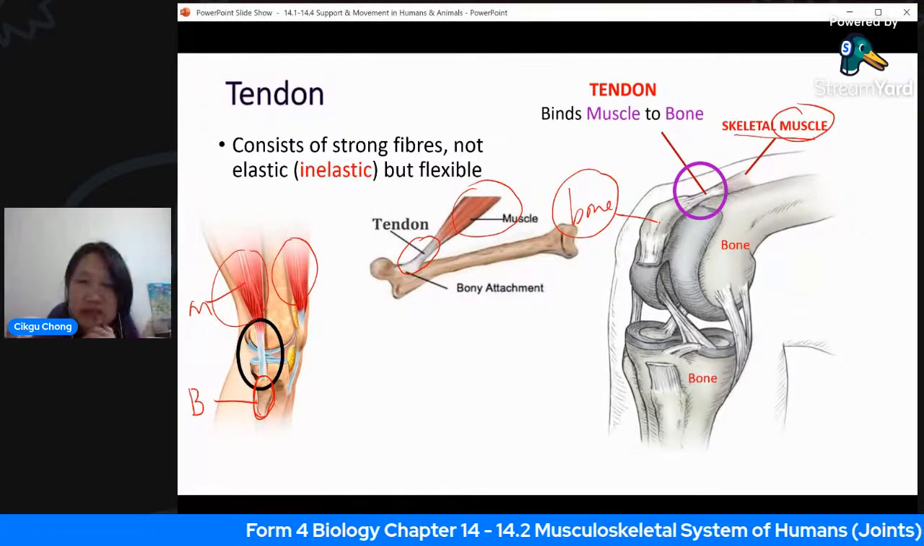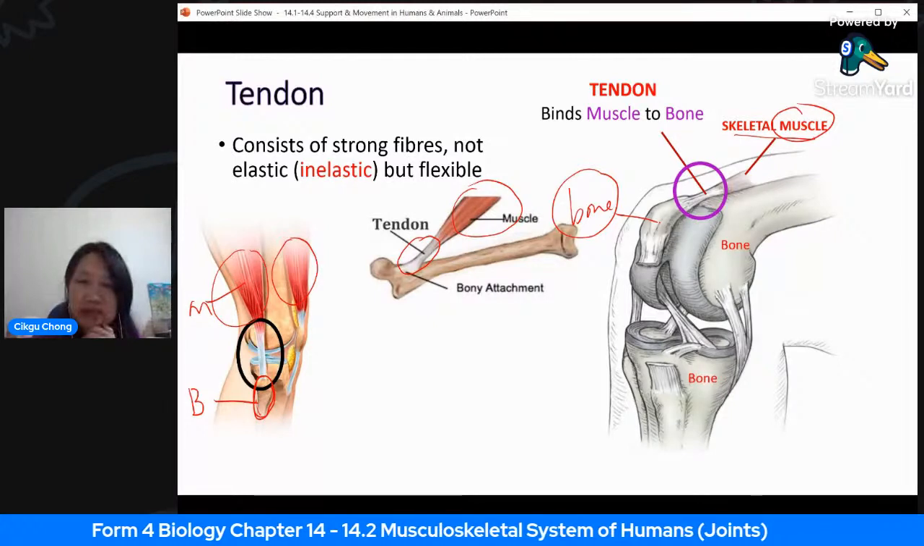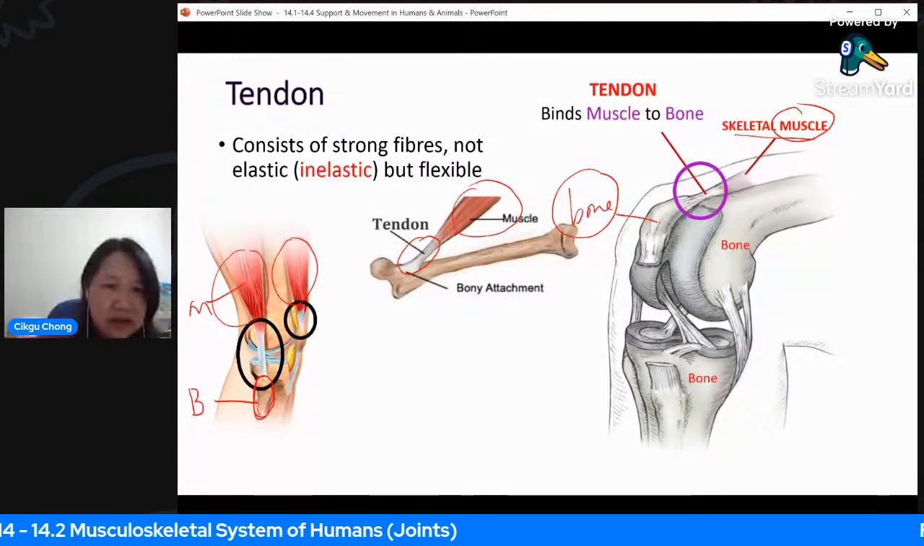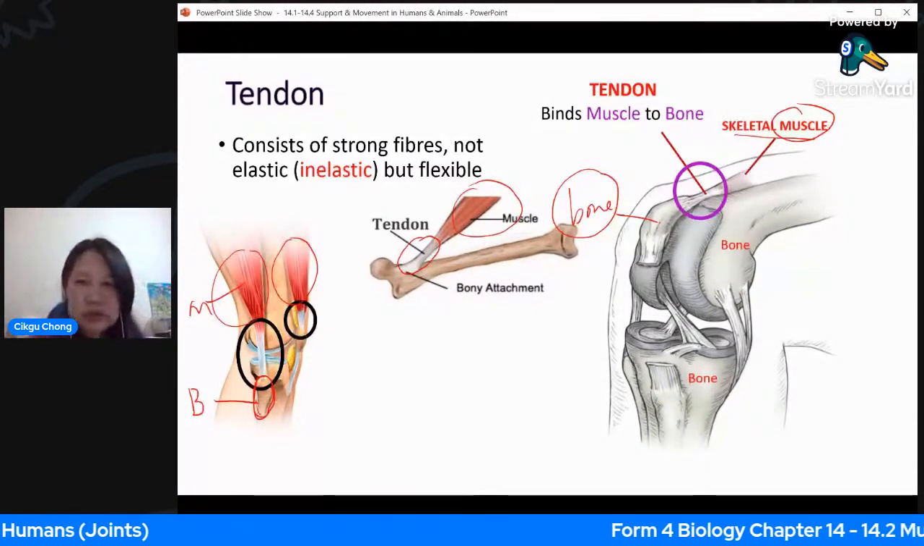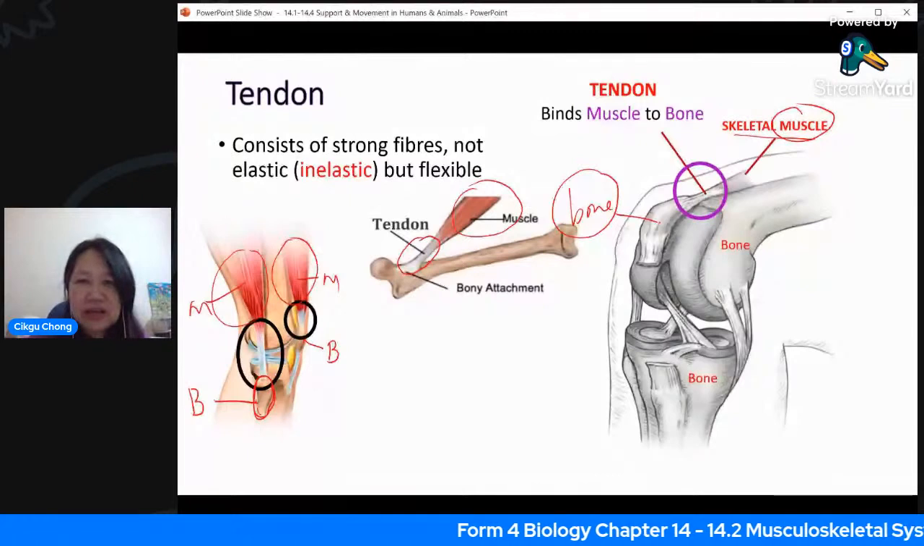Okay, so there's another one. This is the muscle. And this here is the bone. So that white part there is called the tendon. Okay, let's go on.